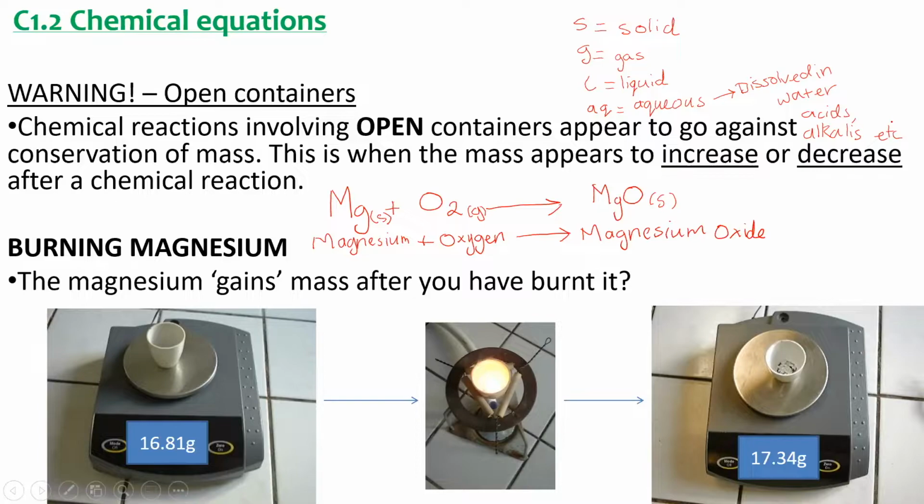Okay, so let's start to answer this question. The magnesium gains mass after you've burnt it. The reason why is because it's reacted with the oxygen from the air. So the answer to that question: it's reacted with the oxygen in the air. So the oxygen came from the air. It didn't come out of nowhere, it came from the air. It was always there. We're breathing it, aren't we? So we know it's actually there. So with the oxygen in the air.